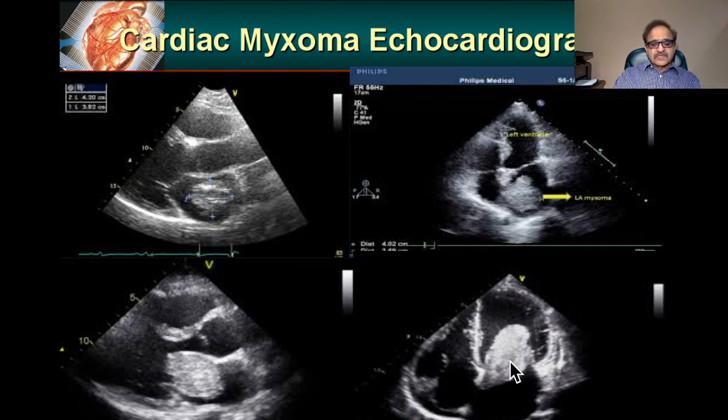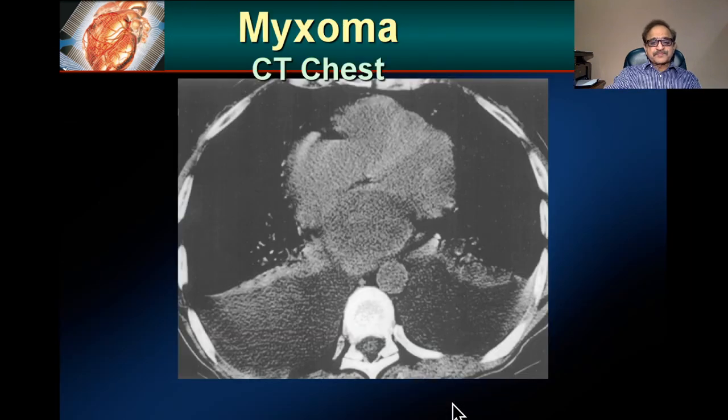In systole, it is within the left atrium, and in diastole it is protruding across the mitral valve into the left ventricle. Similar things happen if there is a myxoma on the right side: it will protrude from the right atrium to the right ventricle during diastole. This is the right atrium, and this is a left atrial myxoma.